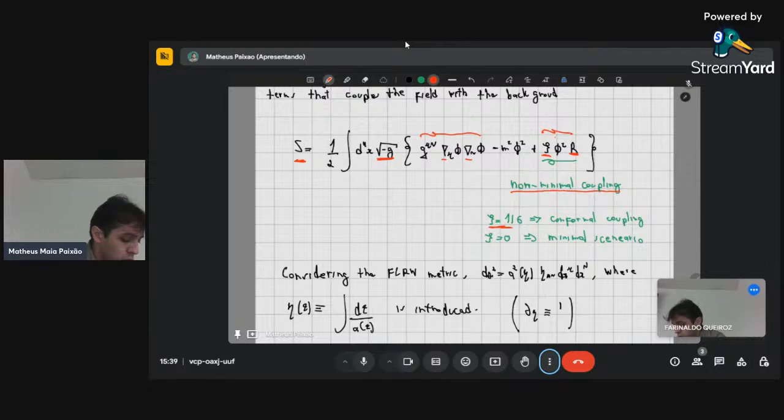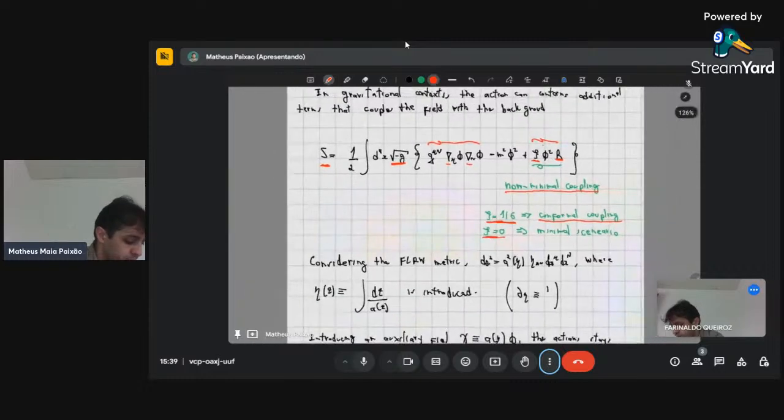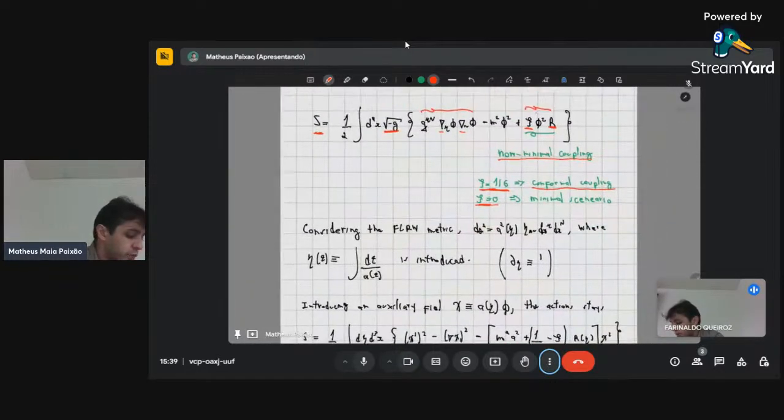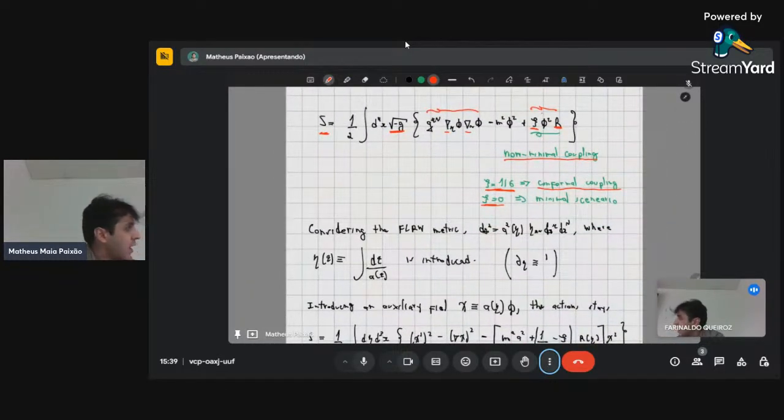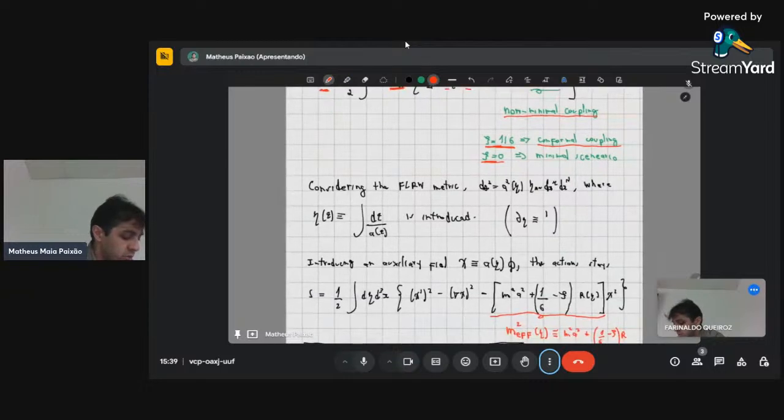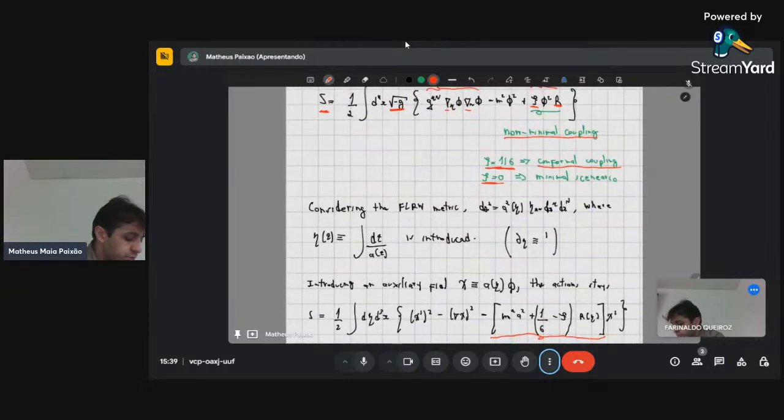Xi equal to 1/6 is called conformal coupling in the literature. Xi equal to 0 is just the minimal scenario, where I do not have this interaction. But in order to address this, it is actually a little complicated. We make some change of variables.